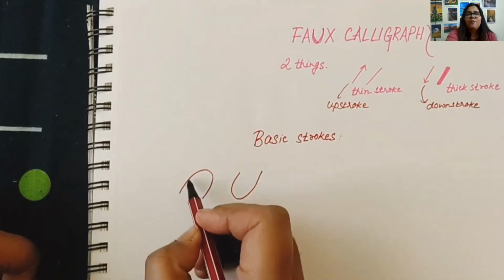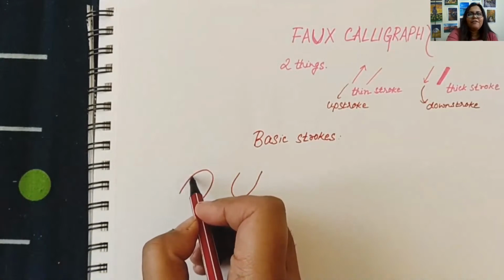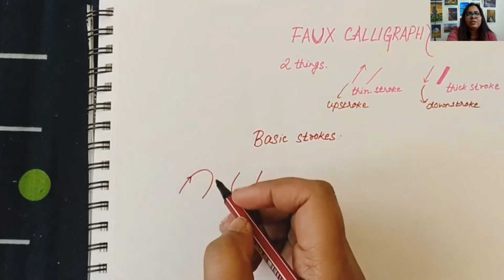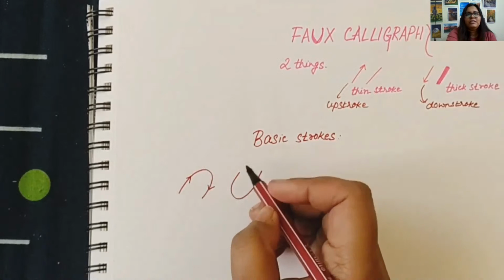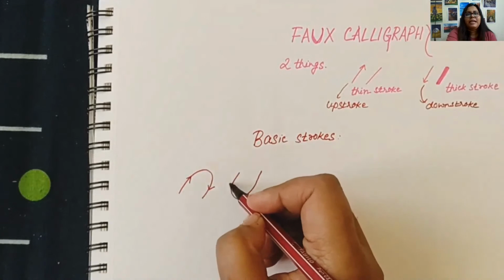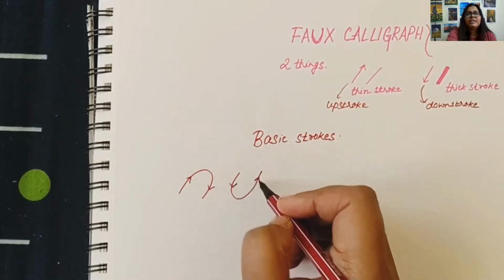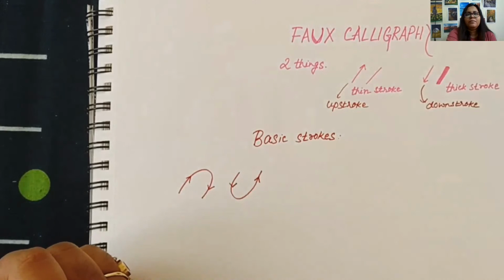So just see how my hand has moved. First, I have moved it upwards. So the arrow is pointing upwards. And then I am bringing it downwards. So this is the shape. Next, it is moving downwards first and then it is moving upwards. All right.